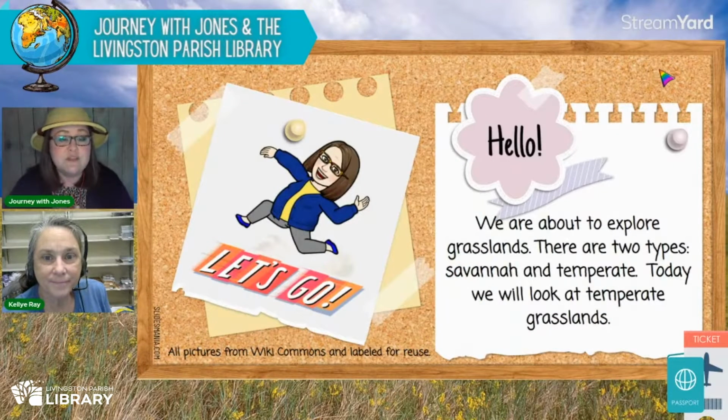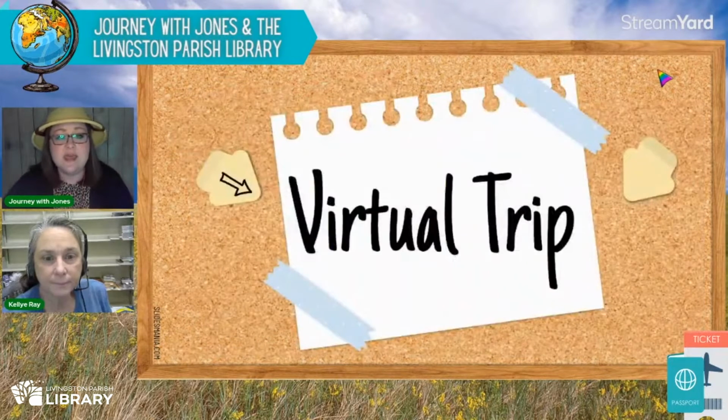So we are going to be looking at grasslands today. Now, there are two types of grasslands: savannas and temperate grasslands. We're going to be taking a whole other journey with Jones and the Livingston Parish Library to discuss savannas later on. This trip is going to be focused on temperate grasslands. So that's what we're looking at today.